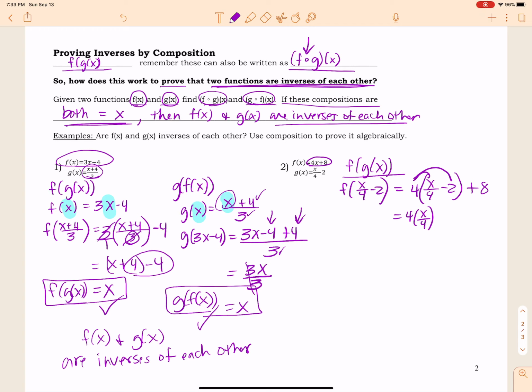4 times negative 2 is negative 8. These reduce. I end up with x minus 8 plus 8. These add to 0. F of g of x equals x. Groovy. Let's see if g of f of x equals the same thing.